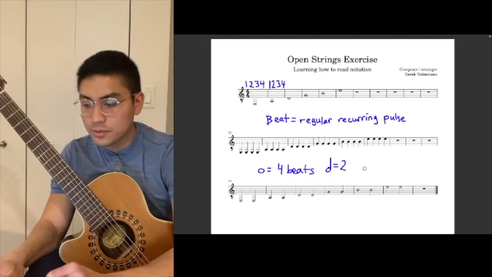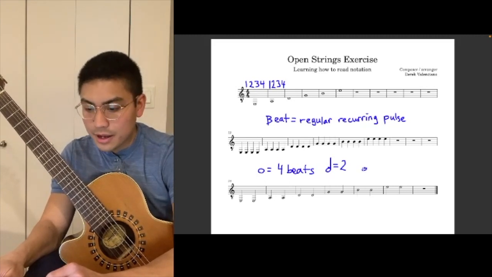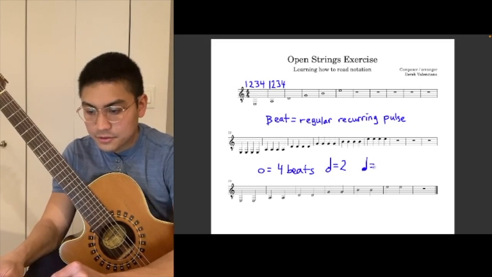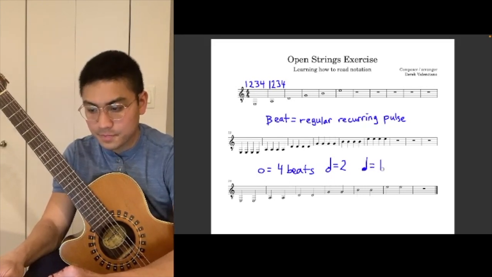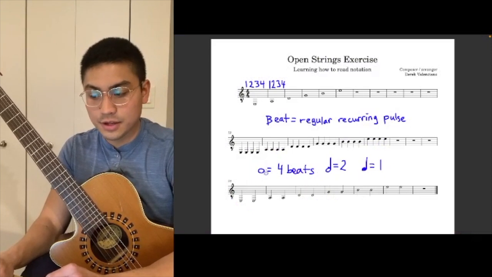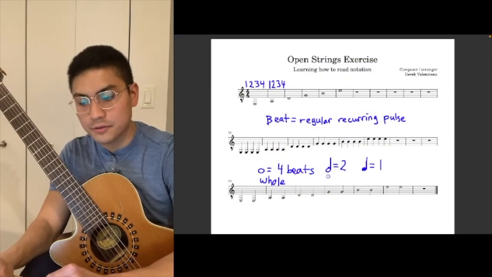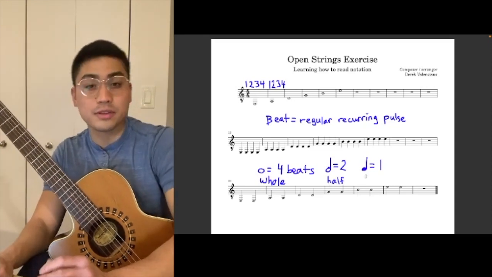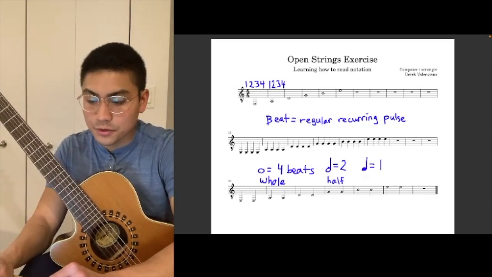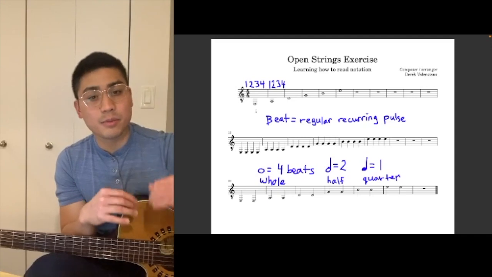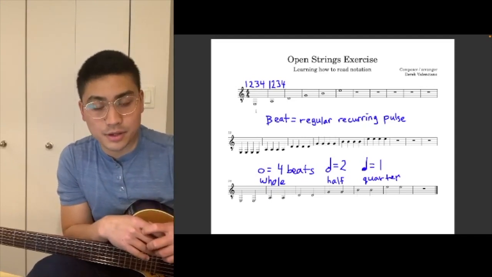When we see a note with a black note head, like in the second staff, and a stem, this lasts for 1 beat. The 4-beat note is called a whole note, the 2-beat note, a half note, and our black note head with a stem is called a quarter note. So now that I broke this down, let's see if we can play this.